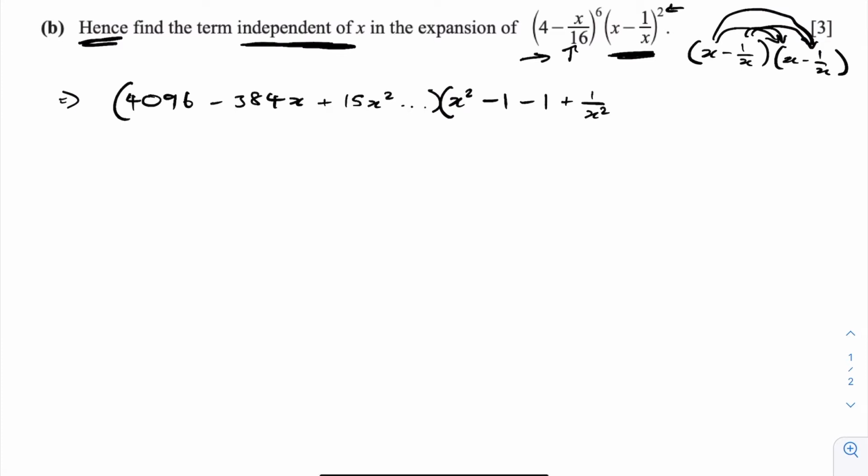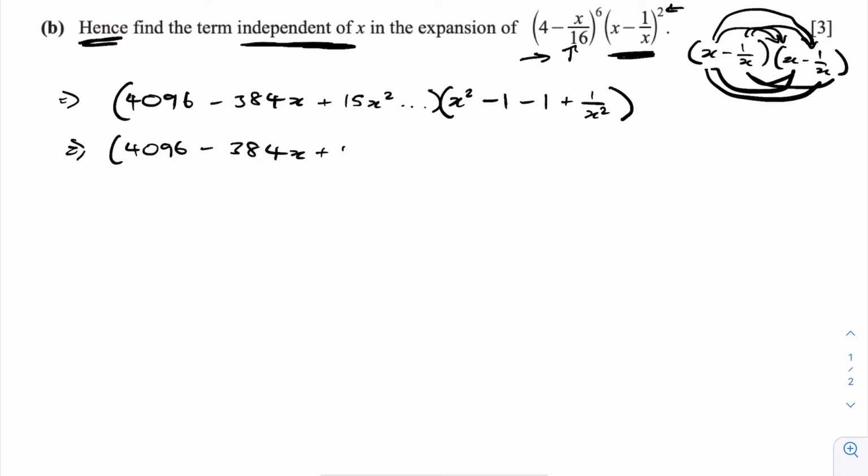Essentially, FOIL means that we multiply first the outside terms, then these 2 terms, then these 2, then these 2. You multiply every single thing by each other. Okay, so this is what we've got. We can simplify that a bit further to give us 4096 minus 384x plus 15x squared, dot, dot, dot, times x squared minus 2 plus 1 over x squared. Great. Now we have everything we need to know to evaluate this.